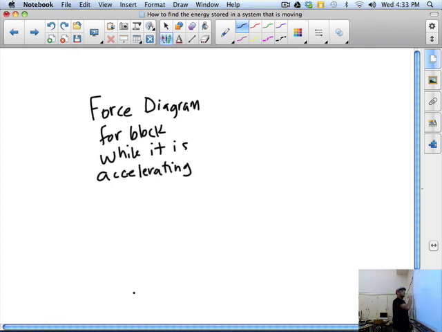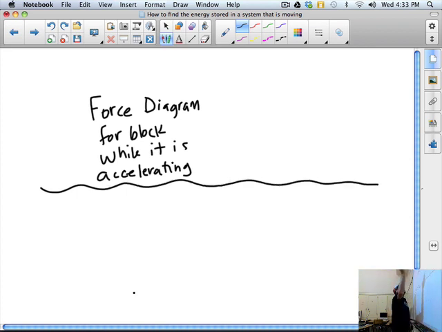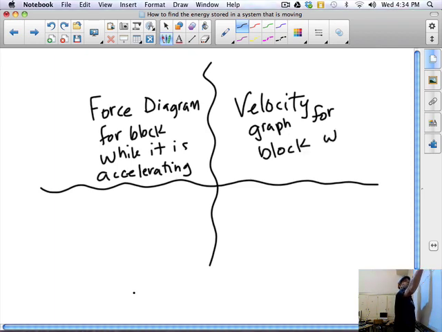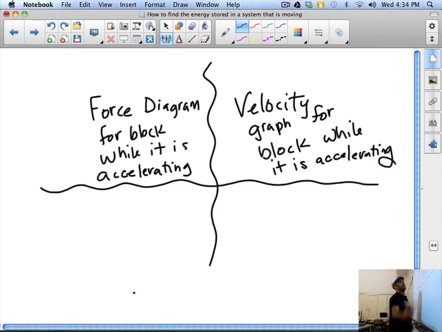What's also going to be useful is if we can draw a velocity graph for the block. Again, this is while it is accelerating. And we're assuming the acceleration, again, is constant. All right, let's start with a force diagram.